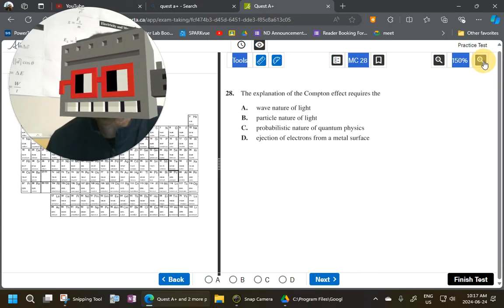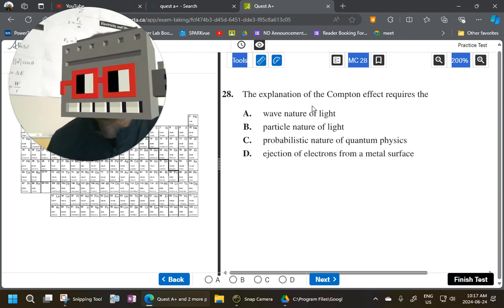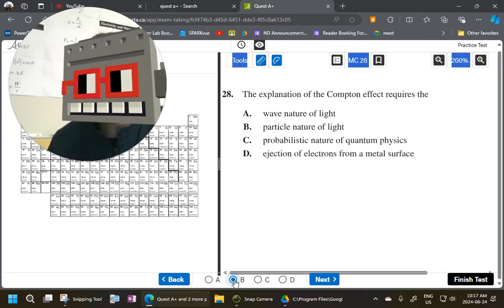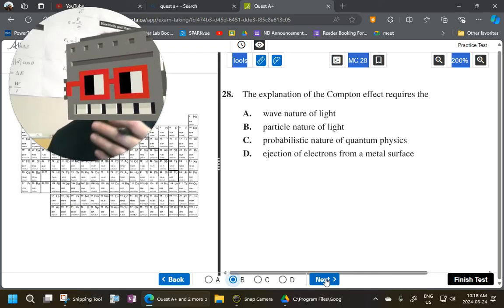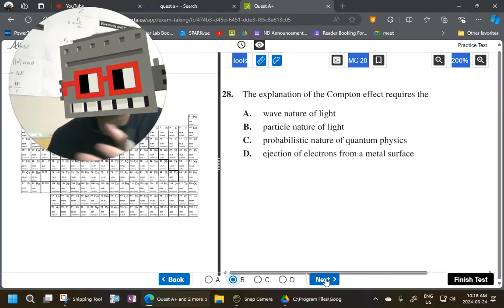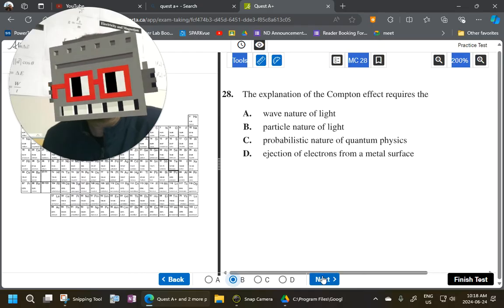Ooh, which one explains the Compton effect? The Compton effect explains the particle nature of light. The ejection of electrons, that's the photoelectric effect. This one requires that there's a particle nature of light, like packets of energy. Even though they're just pure energy with no mass, they have momentum. Okay.